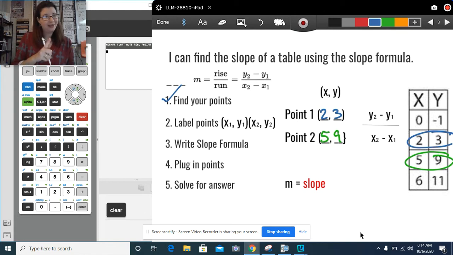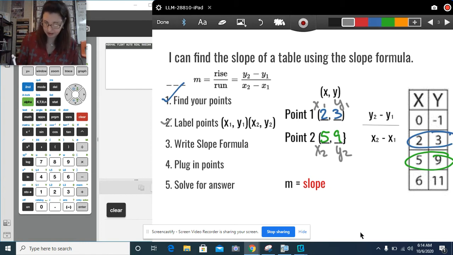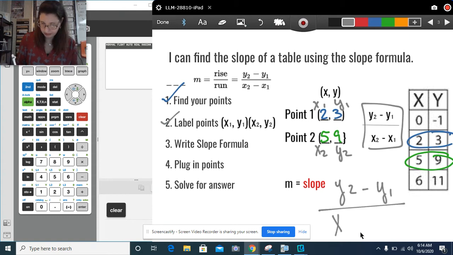Now I have to identify which x is x1 and which y is y1 and which x is x2 and which y is y2. So I'm going to label those. x1 is here, y1 is there, x2 is there, y2 is there. Now I've labeled my points. And here we're going to get in the habit of writing this formula, y2 minus y1 over x2 minus x1. Okay, I've written the formula.